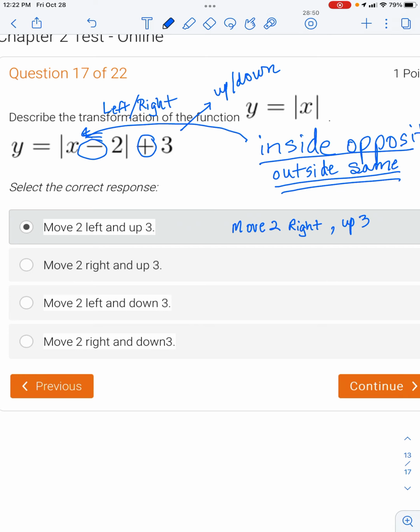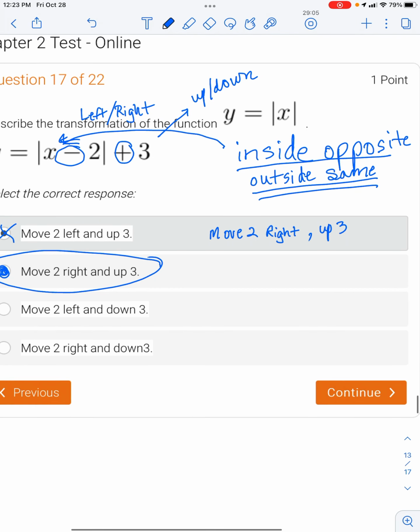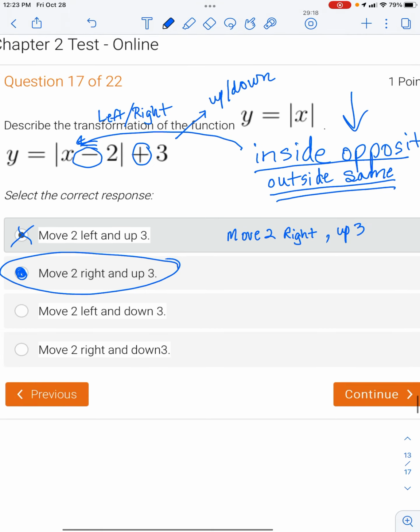So where do we see that one here? Okay, you had answered this one. That was not correct. So it's moving 2 to the right because of the inside opposite and up 3 because of the positive on the 3. So we're looking at this being the correct answer right here. Okay, so write that down so you remember. And it doesn't matter if it's inside a parenthesis or a set of parentheses or the absolute value sign. If they're inside, then we do the opposite of what it says. And so that was the case here. And that is number 17 of chapter 2 test.